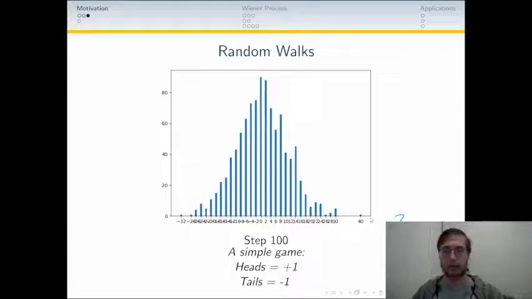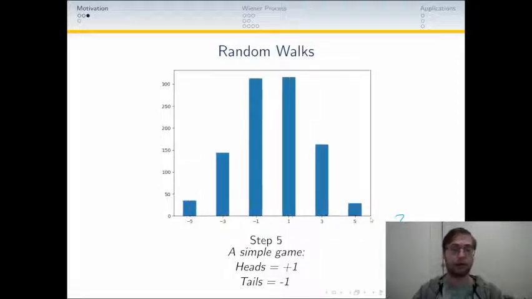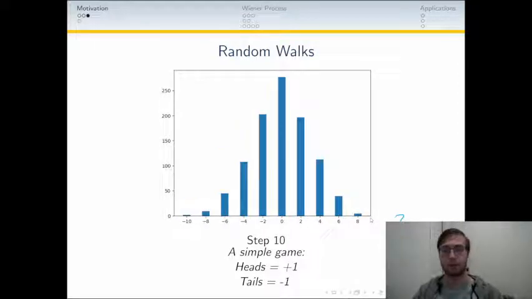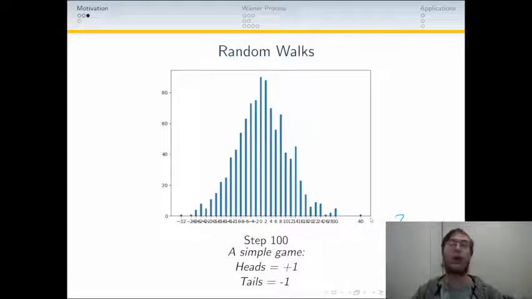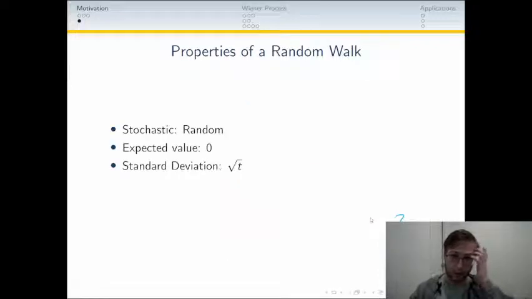Also, something to keep an eye out for: notice on every single one of these, whatever step count we're on has the same modularity to 2 as where all of the coins are. So step 5 is odd, and all of the coins are on odd numbers. Step 10 is even, all of the coins are on even numbers. Similarly with step 100, all of the coins are going to be on even numbers. So it's going to be random.